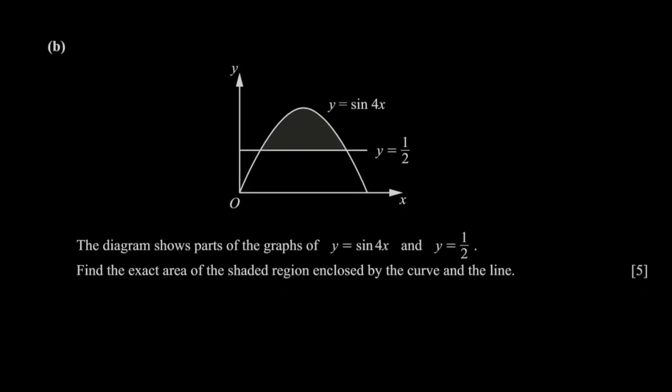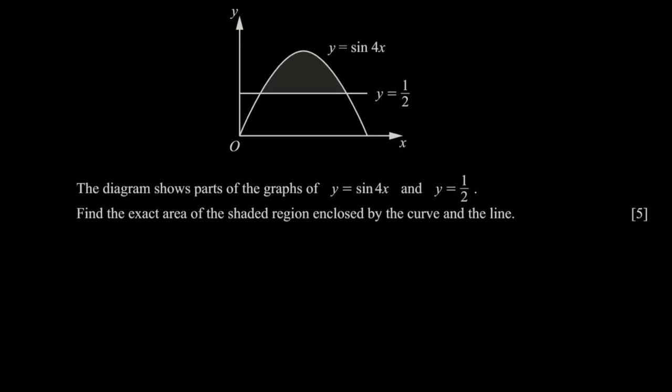Okay, so part B. Diagram shows parts of the graph of y is equal to sine 4x and y is equal to a half. Find the exact area of the shaded region enclosed by the curve and the line. All right, then. Well, firstly, we know that the intersection is going to be pi by 24, isn't it? And 5 pi by 24. And so how can we find the area of this region?